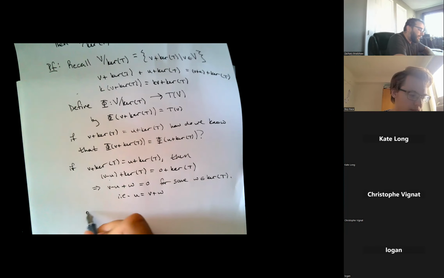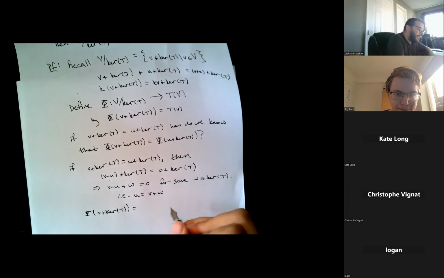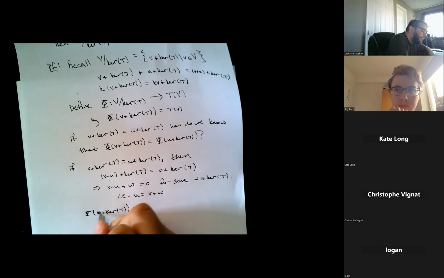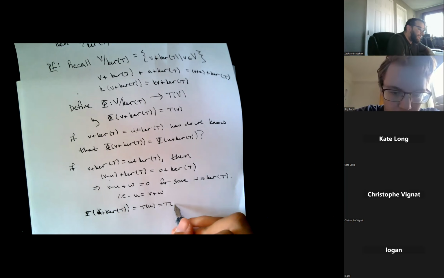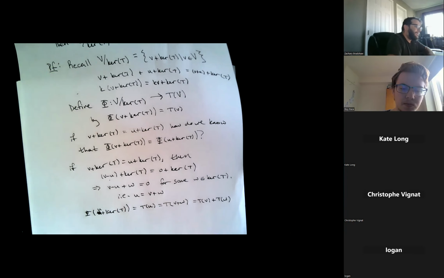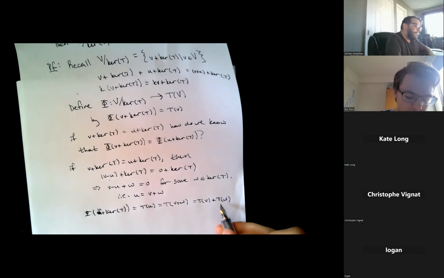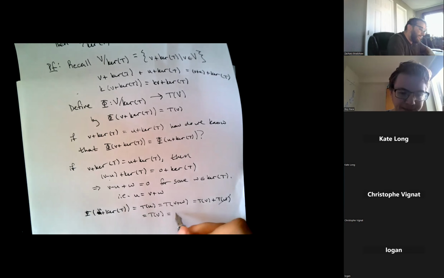Well then, phi of v plus the kernel is equal to, oh, sorry, I want to do u. Phi of u plus the kernel is equal to, by definition, T of u, but T of u is T of v plus w, which is T of v plus T of w by the linearity of T. But w is in the kernel of T, and so this thing is 0. And so we're left with T of v, which is, by definition, phi of v plus the kernel of T.